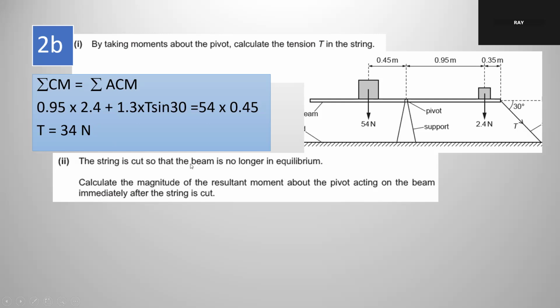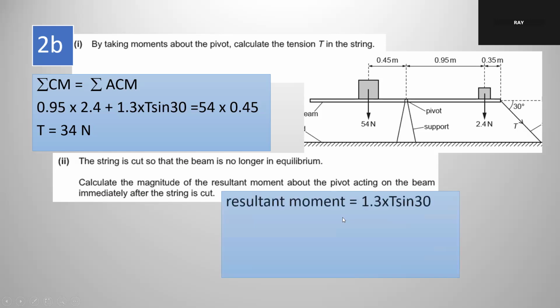Okay, the string is cut so that the beam is no longer in equilibrium. Calculate the magnitude of the resultant moment about the pivot acting on the beam immediately after the string is cut. Right? So the moment is caused by this one. The resultant moment is this one. I got 22.